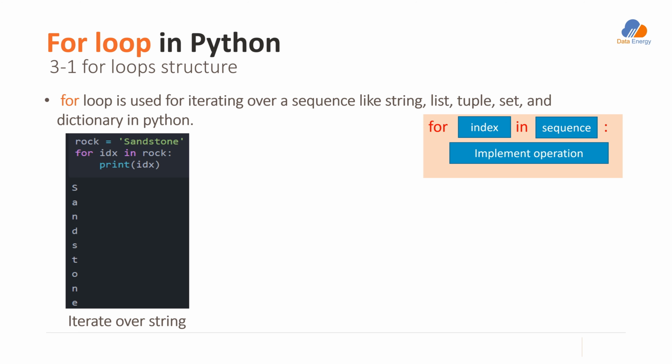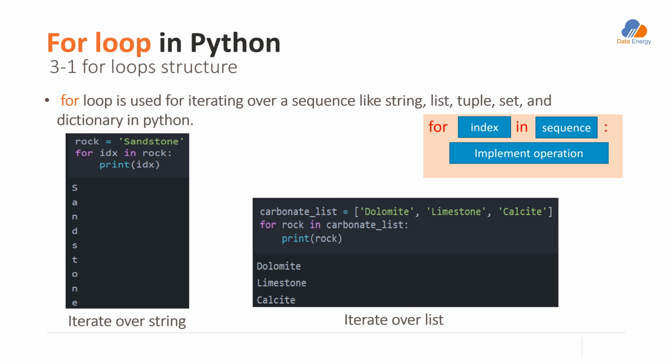In this example, we have a carbonate list that we want to do some operation on, like printing individual items of the list on screen.